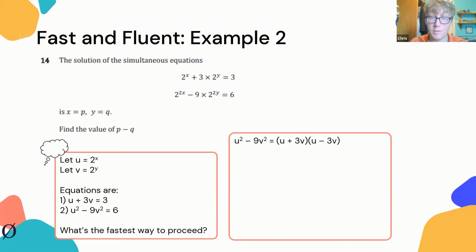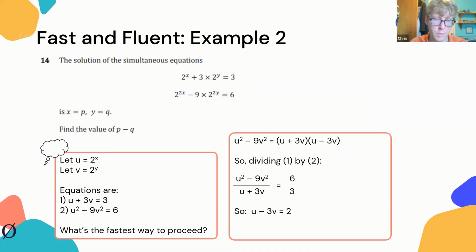And that means we can divide equation 2 by equation 1. If we divide the left-hand sides, we're cancelling the u plus 3v, so we're just getting u minus 3v on there. And then the right-hand side is just 6 divided by 3, which is 2. So we get an expression for u minus 3v. You might think, well, that's still got both variables in. We haven't eliminated either of them. But we really like it when we have simultaneous equations we can just add to eliminate one of the variables. And that's exactly what we have here. We've got u plus 3v and u minus 3v, and so we can easily solve for u and v now.